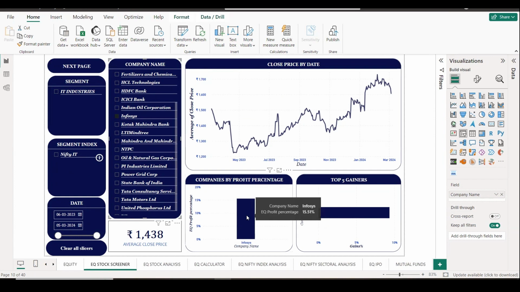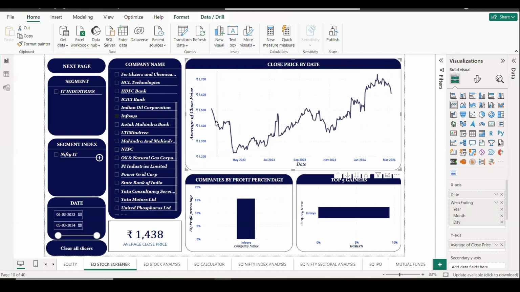And here you can see the company's profit and other details. And here you can see the close price by date. This is the movement of the price that is happening from March 23 to March 24. It's very volatile, and it keeps on going up and down. But ultimately, it's on the rise by the end of March 24. So this is why we say investing in equity is risky, because the price changes according to market fluctuation. It can sometimes generate a high return, or sometimes it can generate a negative return.